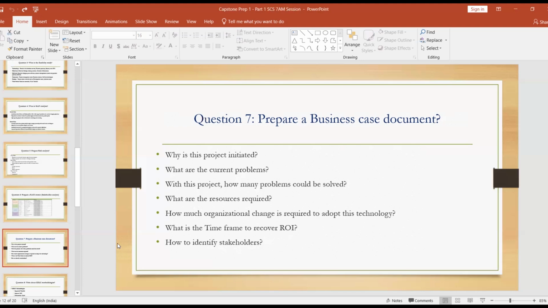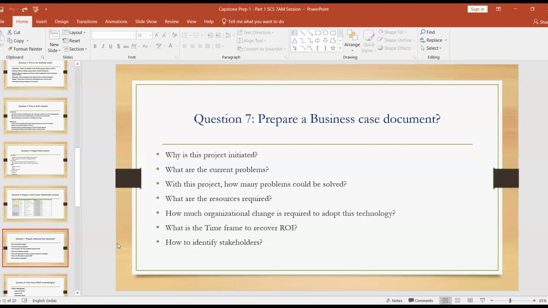So what exactly is a business case document? Let us try to understand what it is and what particulars we are going to discuss in it. For this question 7, you have to prepare a document on the business case. A business case document includes the key details about the project objectives, and in short the benefits, cost, risk, and overall feasibility.